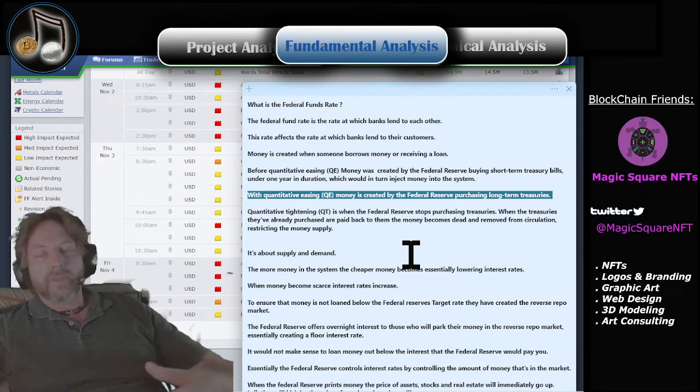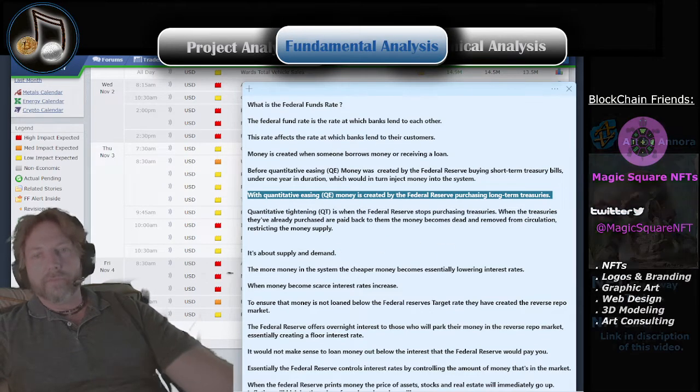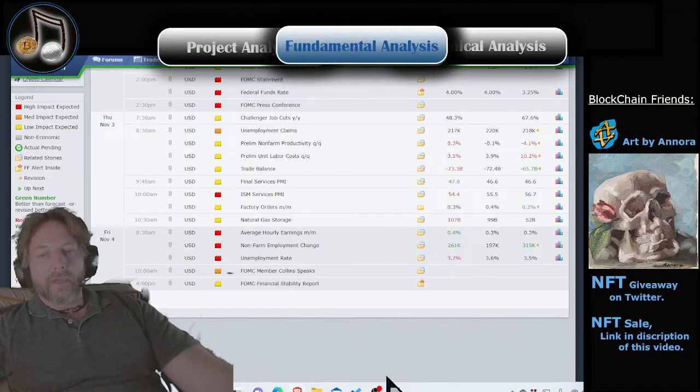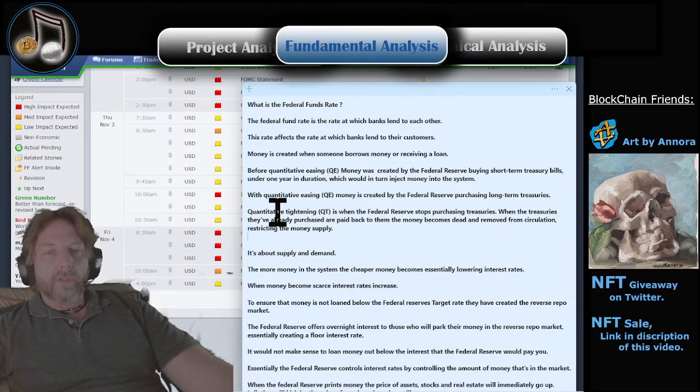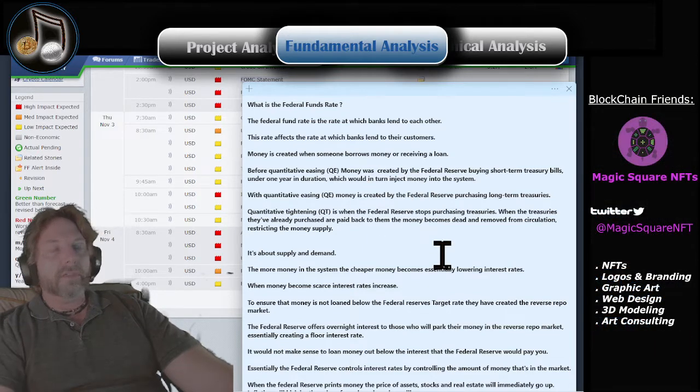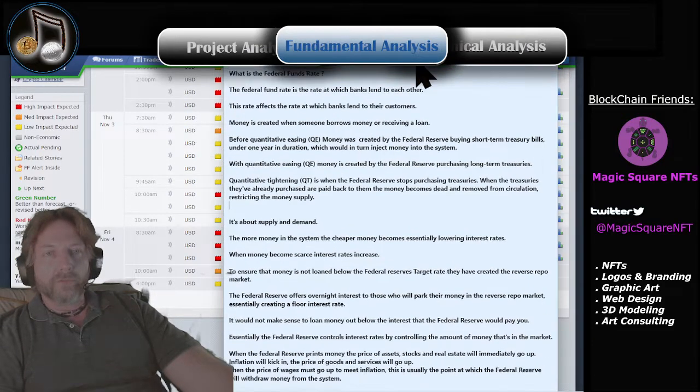Okay, same thing with a credit card, right? Like the first example. Okay, so that's quantitative easing and quantitative tightening. That's how money is printed, and that's how money is taken out of the system, as money is destroyed, which removes it from the system.